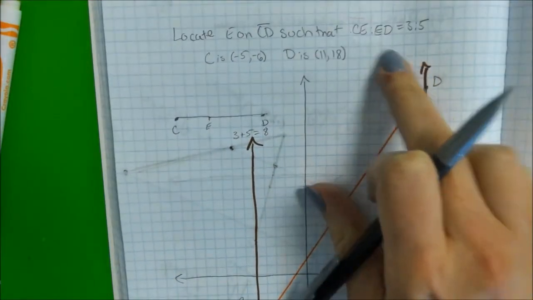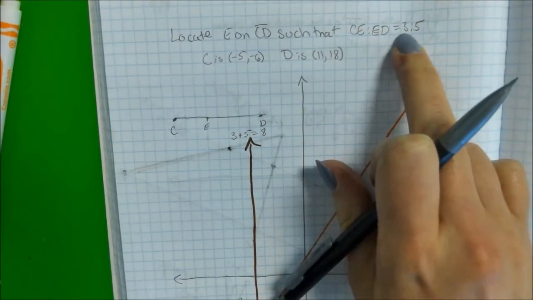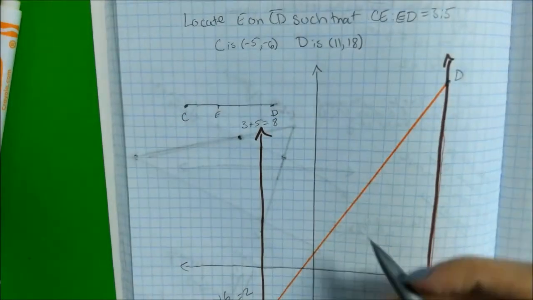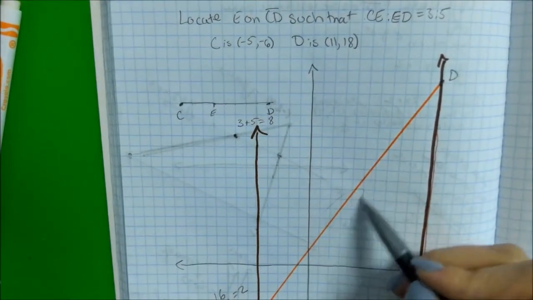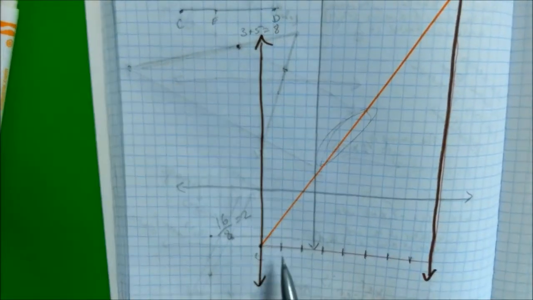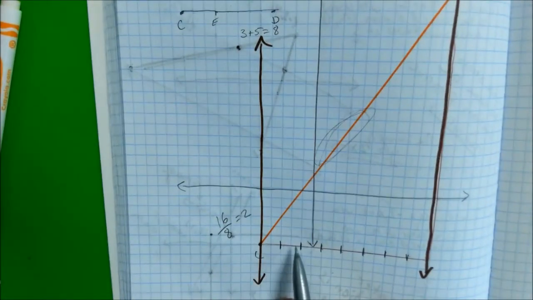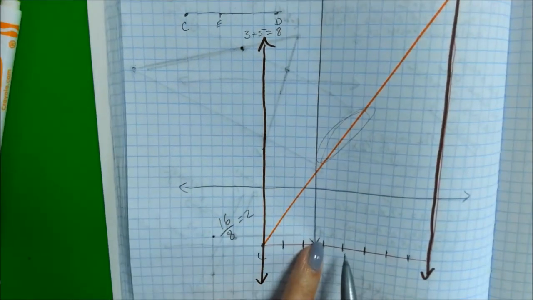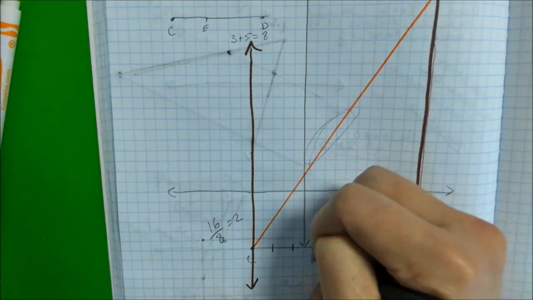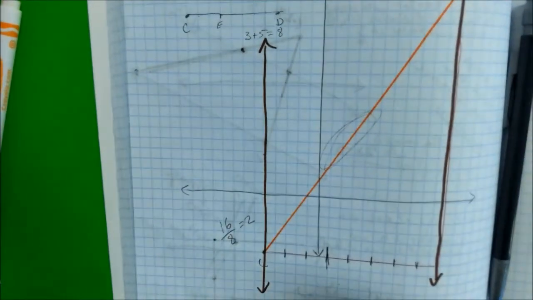So if I look at this, E is going to be closer to C because 3 is smaller than 5. So E is going to be closer to C than D. So I'm guessing, somewhere in this area, a little bit less than half. So I'm going to go over 3 equal spots. 1, 2, 3. Are there 5 left on the other side? 1, 2, 3, 4, 5. Yep. So that's good. So that's where I'm going to draw my parallel line through.